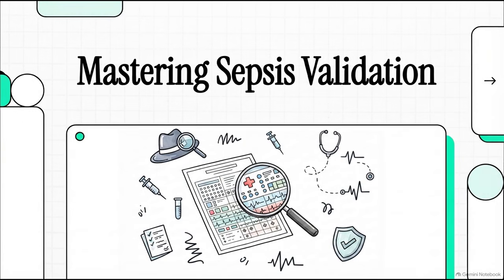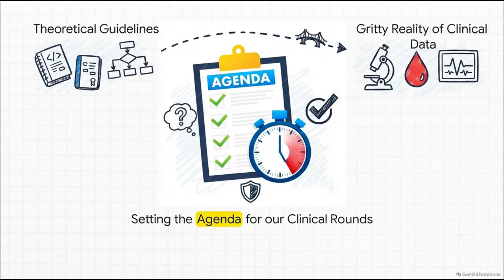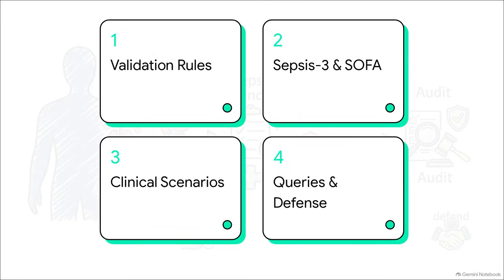Let's get into it. So we're transitioning from the theoretical world of abstract coding guidelines directly into the gritty reality of clinical data. This is literally where the magic happens, folks. We have to bridge that gap between what a provider suspects might be happening and what the objective data actually proves. Here's our game plan. 1. Clinical validation rules. 2. Sepsis 3 and SOFA scoring. 3. Clinical scenarios and baselines. And 4. CDI queries and audit defense. We're building an ironclad defense against audit denials today.